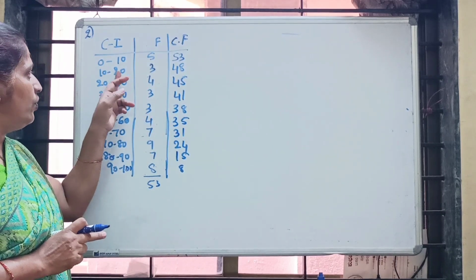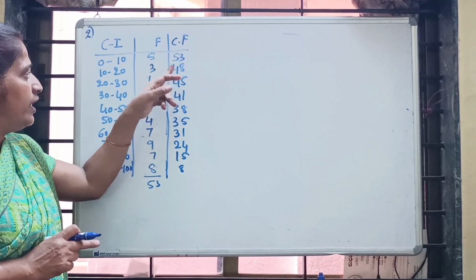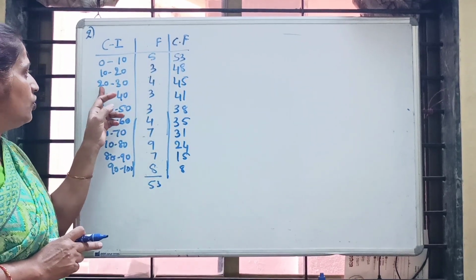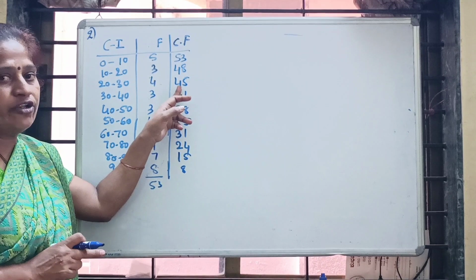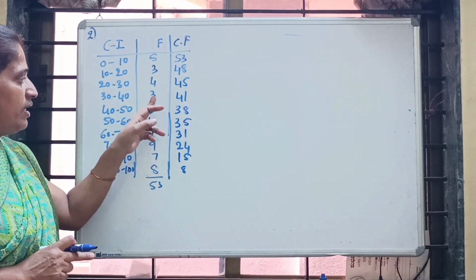Next, for 10 to 20, that is less than 20, again 3 are there. From this 48, we have to subtract this 3. So for 20 to 30, you will get 45. Similarly, 45 minus 4 is 41, and 41 minus 3 is 38.